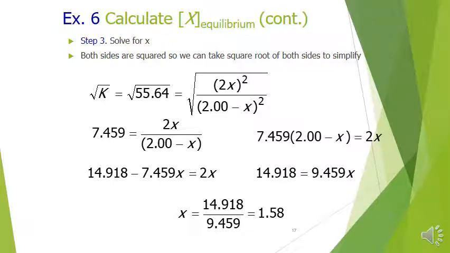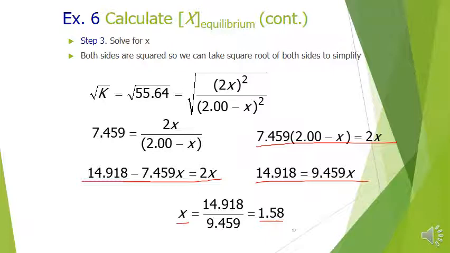All right, so if you notice, both of those were squared. So if you just take the square root of both, you'll end up with 2x over 2 minus x, and therefore you have to take the square root of 55.64, and so you get this expression right here. Then expand it, multiply it out, collect like terms, and then divide both sides by 9.459, and so the x, which is the change, is going to be 1.58. So we plug that back in.